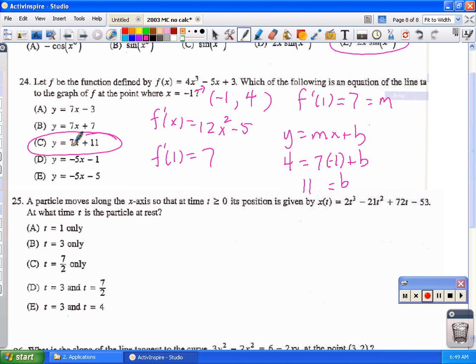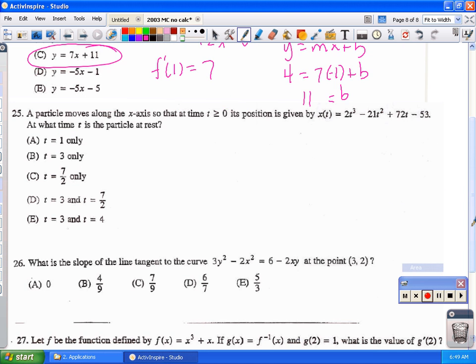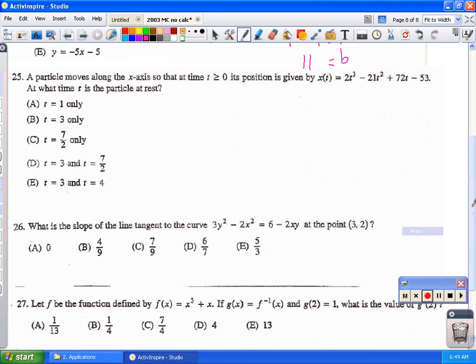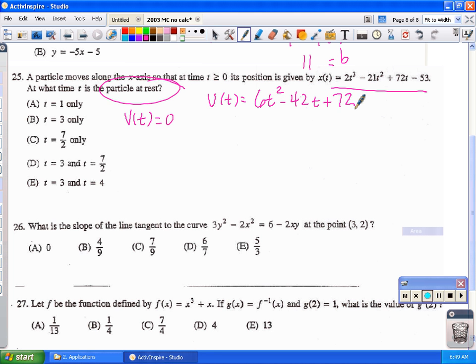Number 25, a particle moves along the x-axis so that its position is given. When is the particle at rest? Particle at rest when the velocity is 0. So I'm going to find the velocity of this function by taking the derivative. So I get 6t squared minus 42t plus 72. I'm going to set that equal to 0.